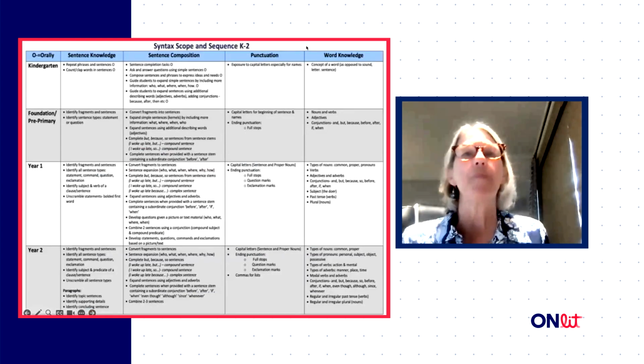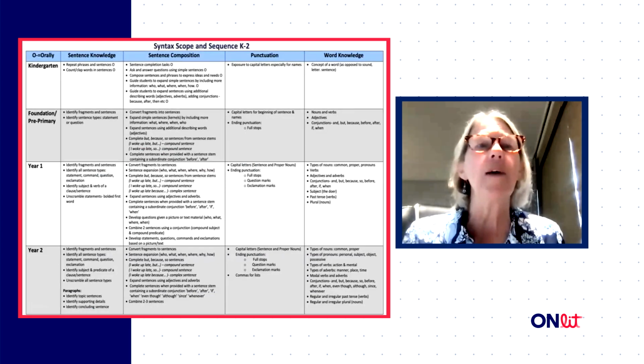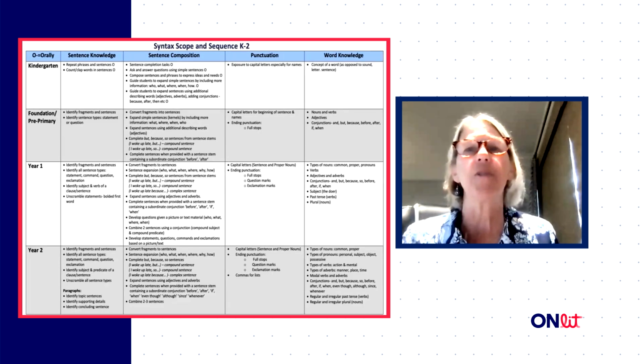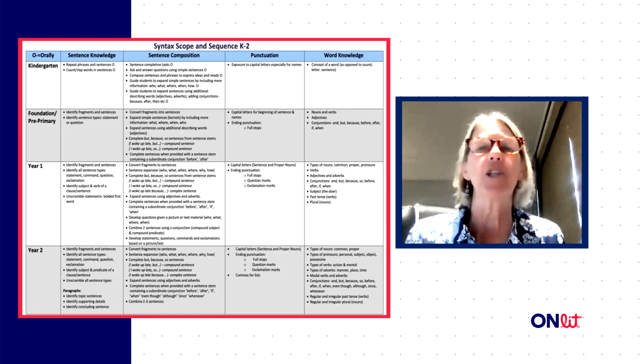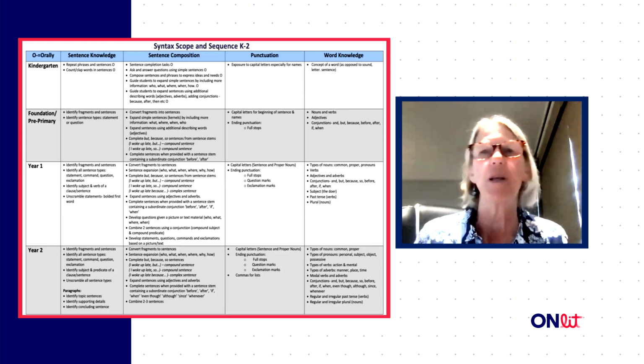You all, I know, have been doing some great work on grammar and syntax in Ontario, and I was linked to a few documents and resources, and I just wanted to point this one out to you. This scope and sequence goes up through the grades.